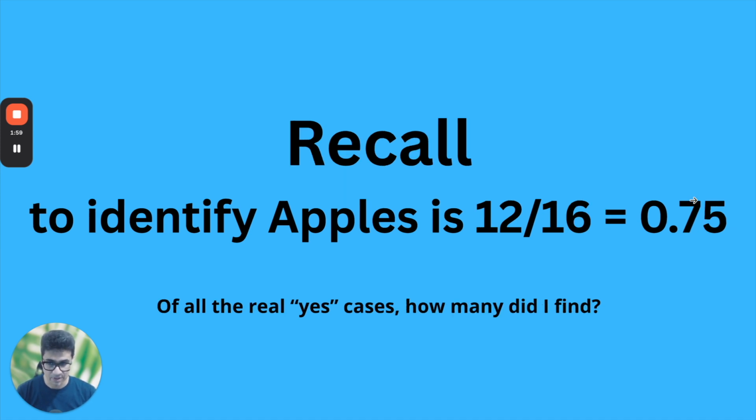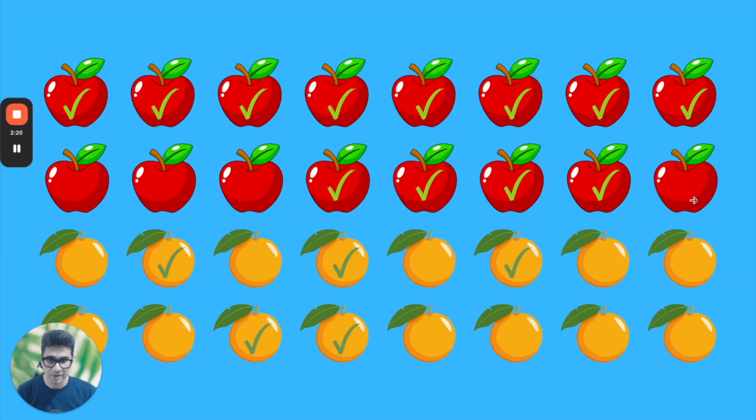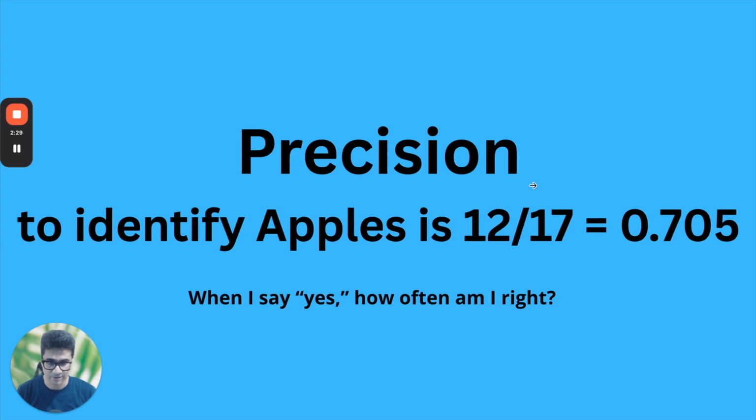The next metric is recall, which is: of the 16 real apples that were supposed to be identified, how many did the model really identify? It stands to be 12. It just means of all the yes cases, that yes, it's an apple, how many did I really find? Which is about 75% of your apples identified. There are 16 apples, of which 12 you've identified. So that brings it to 75%, 0.75, right?